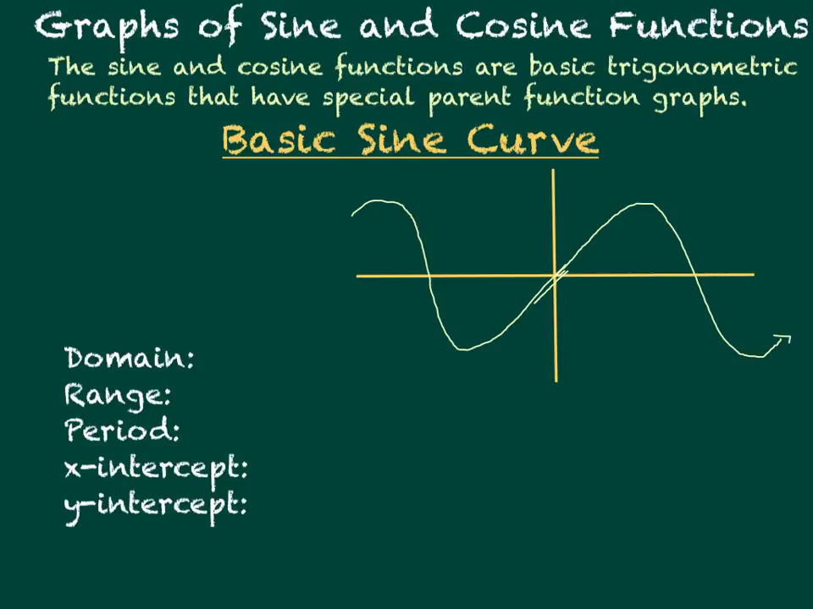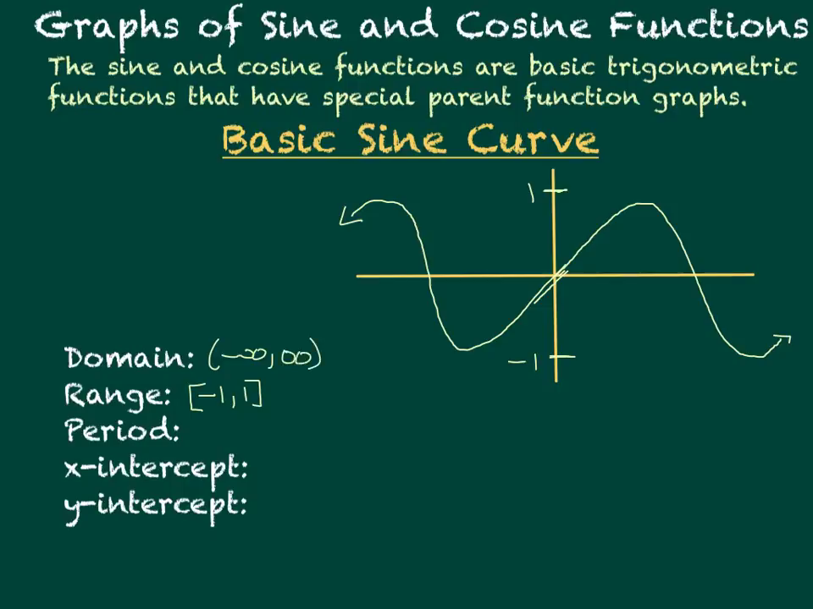So the key things that we're going to want to note are where are the points that are crossing the axis. So right there is 1, and right there is -1. So what that means is that our range is from -1 up to 1, including those, and that's going to be our parent function range. Our domain goes on forever in both directions, so it's going to be -infinity to +infinity.